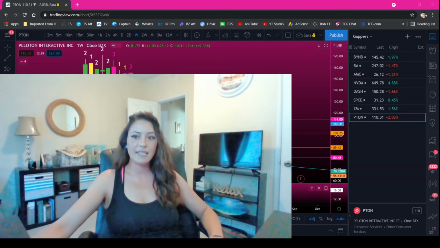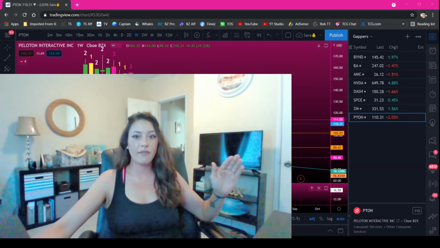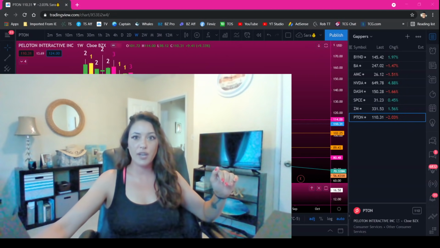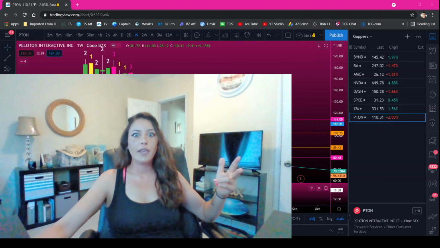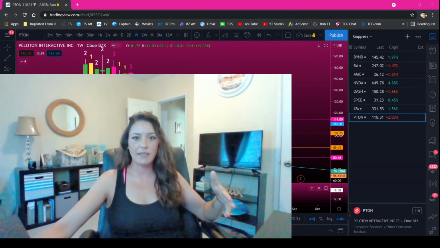So what is a gap? A gap is a big change from the closing price of one day to the opening price of the next day. They are usually caused by news events, earnings, Elon Musk tweeting on Twitter. There's usually a catalyst for the reason that it's gapping.